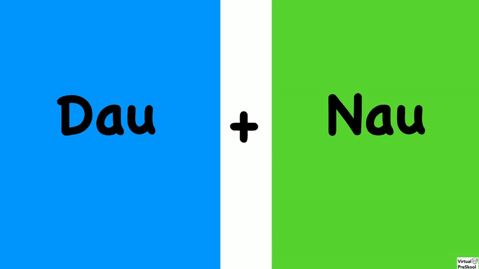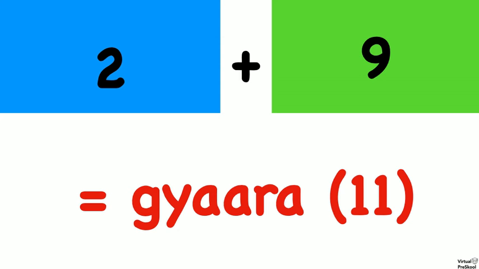Do plus no. What is do in Hindi? 2, right? And what is no in Hindi? Ek, do, teen, char, panch, chhe, sat, aat, no. No is 9. So what is 2 plus 9? It's 11, right? Gyara. Gyara is how we say 11 in Hindi.